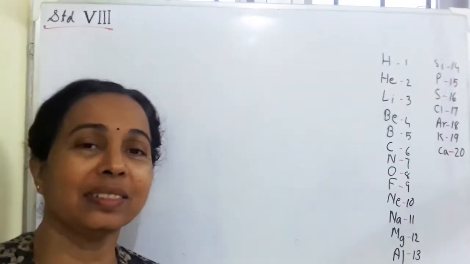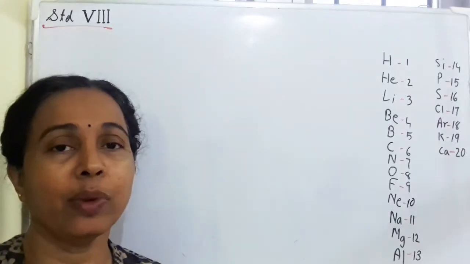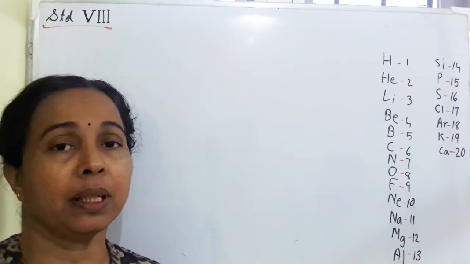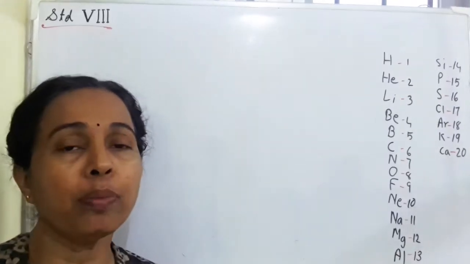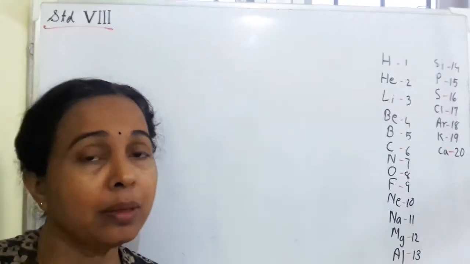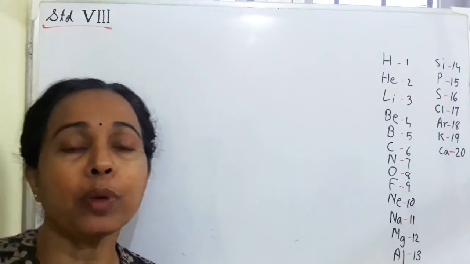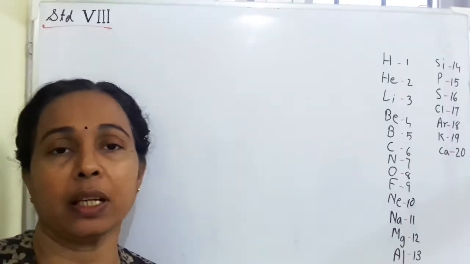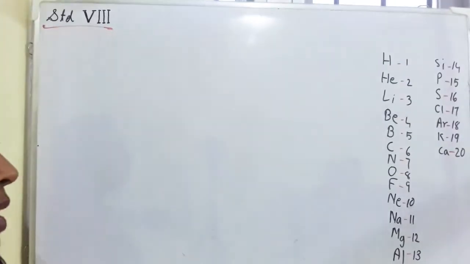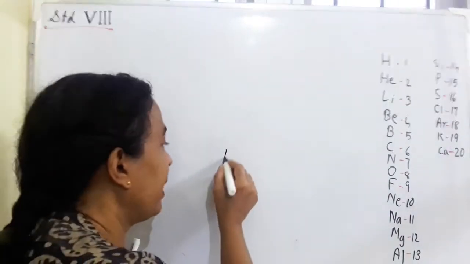Hi children, in the last class we have studied what is meant by atomic number of an element. What is an atomic number? Atomic number is the number of protons present in the nucleus of an atom of an element. How many protons are present in the nucleus of an atom? That is known as atomic number. For example, atomic number of sodium is 11.